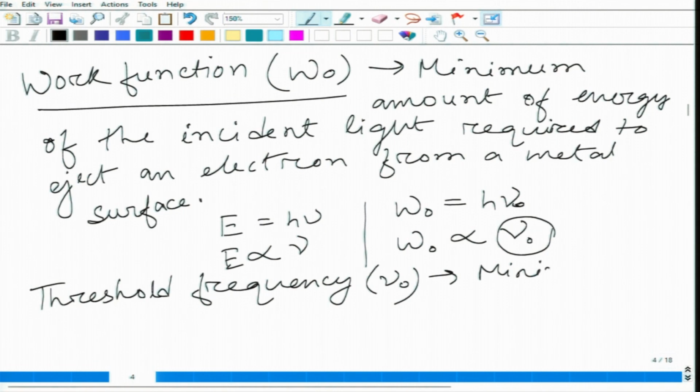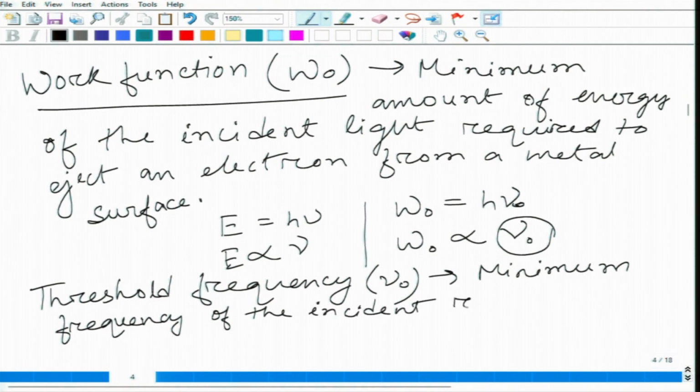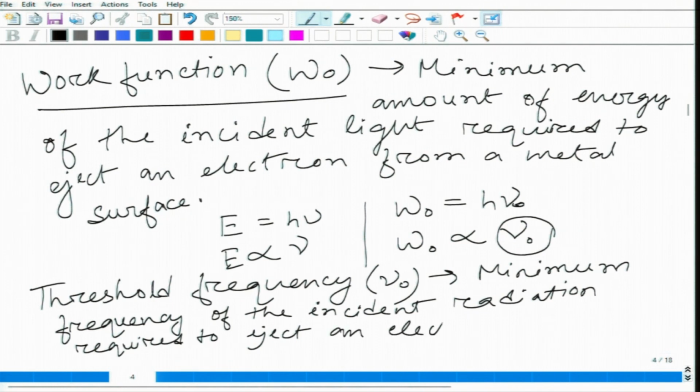Minimum frequency of the incident radiation required to eject an electron.